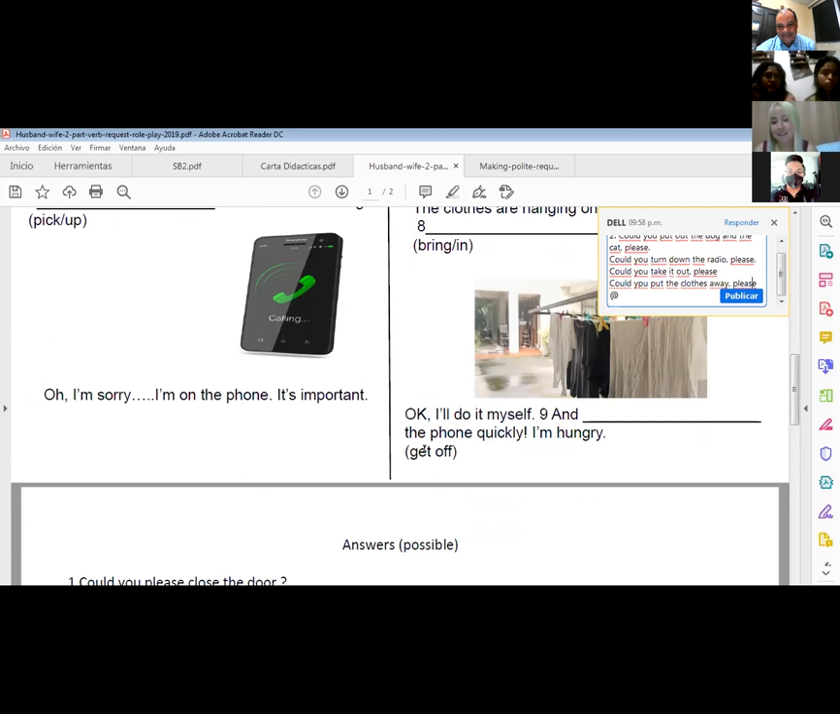Get. Could you get off the phone quickly? Could you get off? Get off quiere decir, hey, que puedes ya apagar la llamada. And could you get off the phone quickly? I'm hungry. Okay.